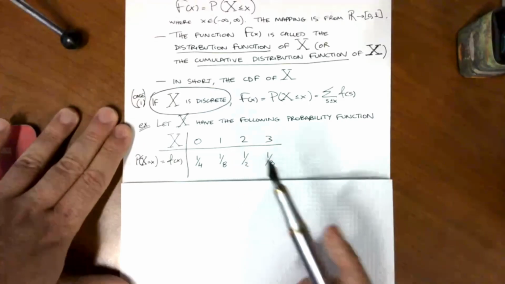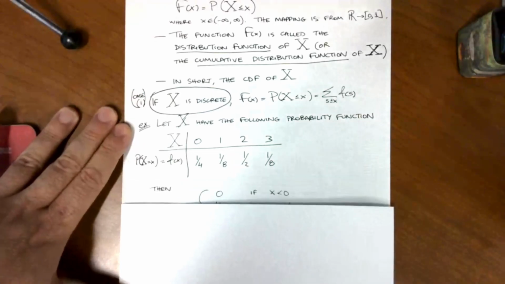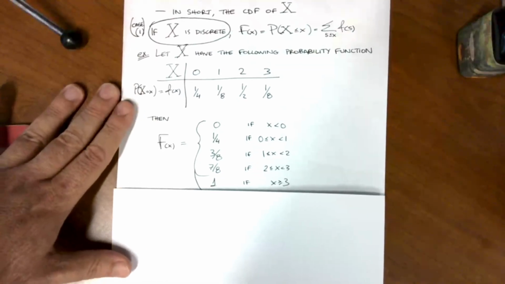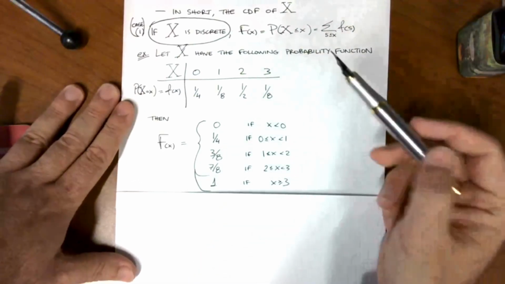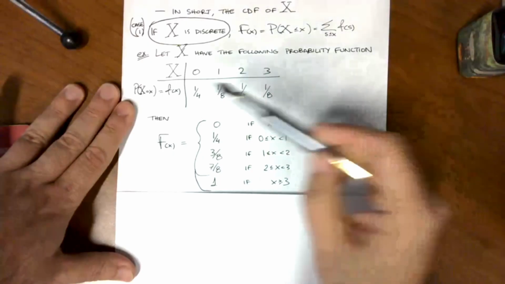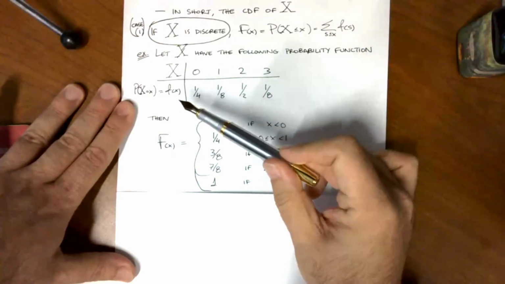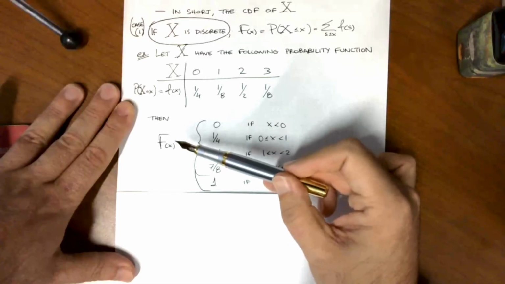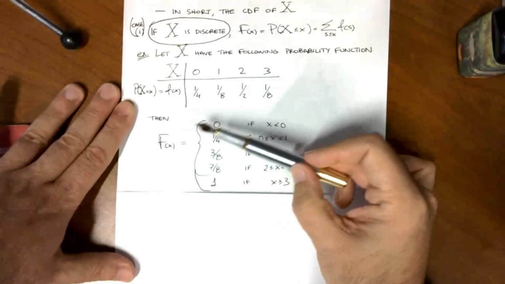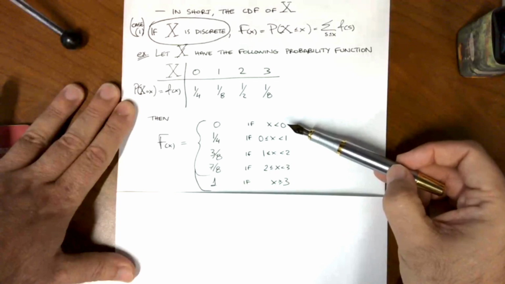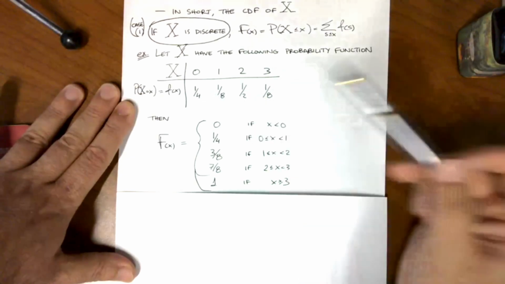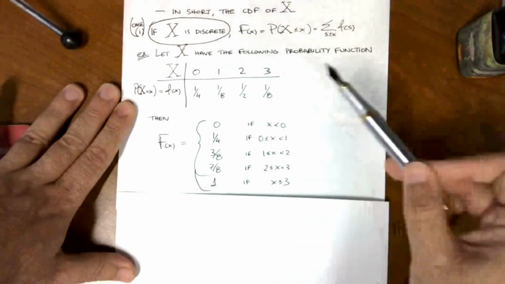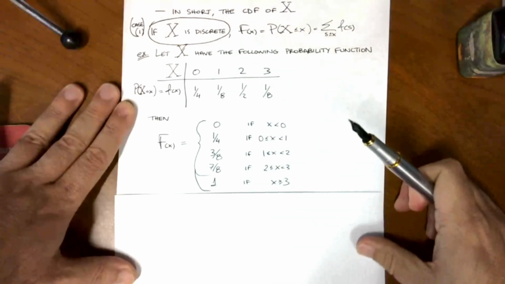From this piece of information, we can derive the CDF, right? And the way that you're going to be doing that is you're going to be accumulating this probability as the value of x increases. So you can start by thinking about your cumulative distribution function when x is less than 0. In this particular case, this is not defined. That's actually 0 for any other values that are not part of the sample space.